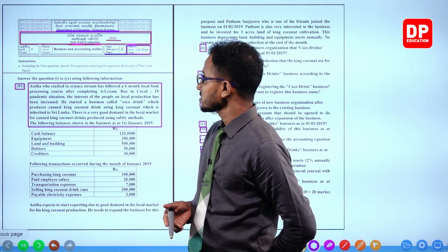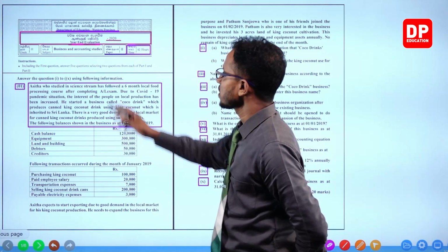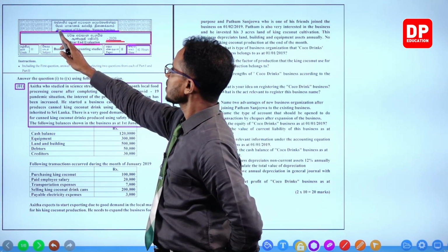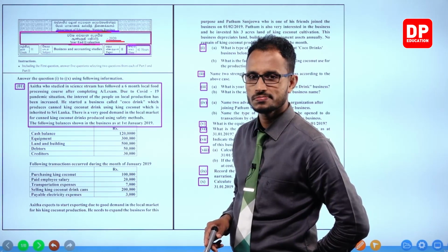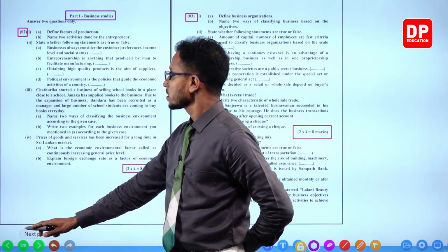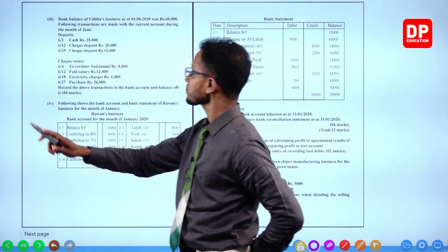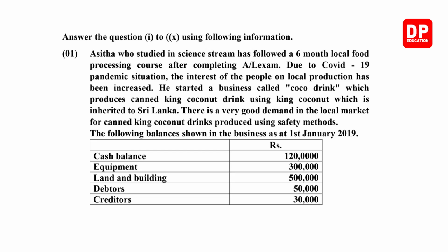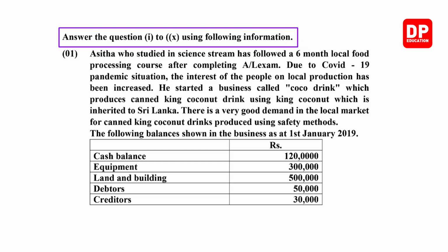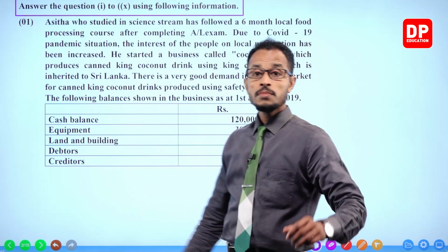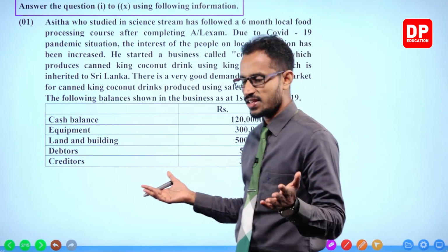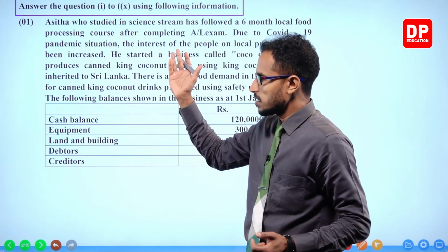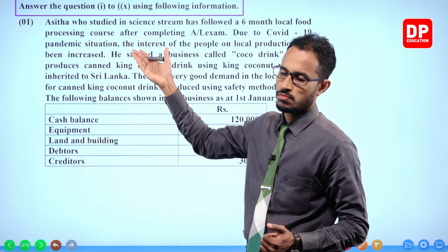So, shall we? This is the 2020 Western Province 3rd term paper. This is an accounting studies 2, the business studies part, accounting part. That means we are starting the paper with the first question. Here we go. 10 Roman numbers, okay? First question has how many Roman numbers? 10. Everything I explained in the introduction. Let's get to the first question. Here we are.